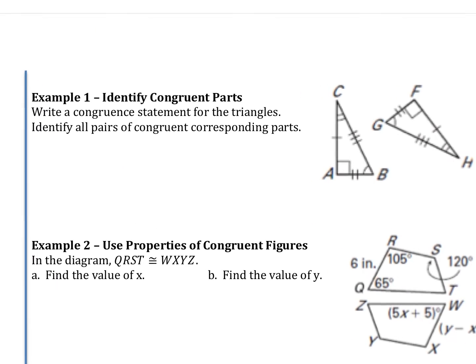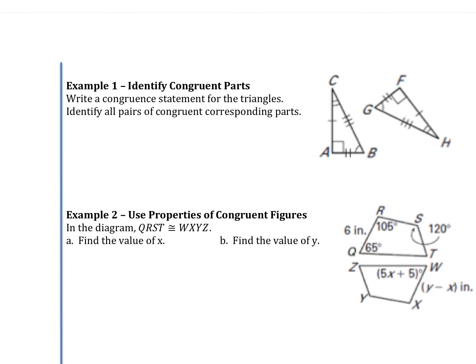We have example 1, identify congruent parts. It says write a congruent statement for the triangles, okay? So here's what we're gonna do. What kind of shapes are over here? Well, we have two triangles. I'm gonna write triangle, okay? So I'm gonna start with the most unique side or angle. So we have this triangle right here, right?